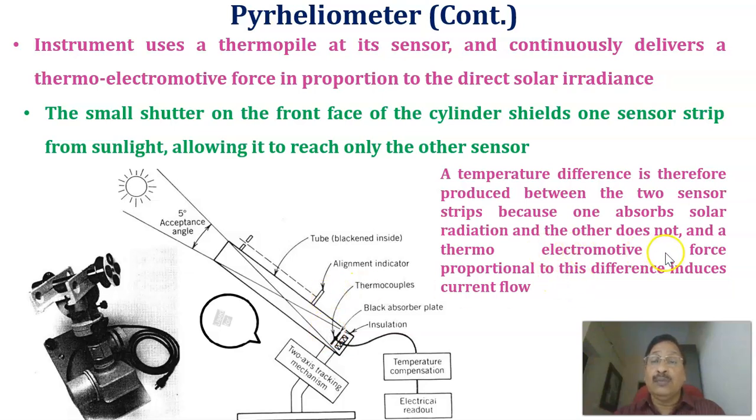An electromotive force is produced proportional to the difference in temperature, and that output voltage is proportional to the direct radiation falling on it. This is a pictorial representation of a pyrheliometer that can be rotated to any angle. The acceptance angle is around 5 degrees, which passes only the direct radiation and prevents the diffuse radiation.